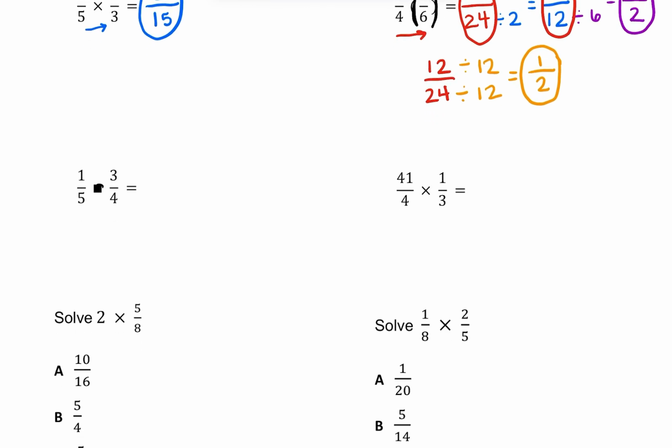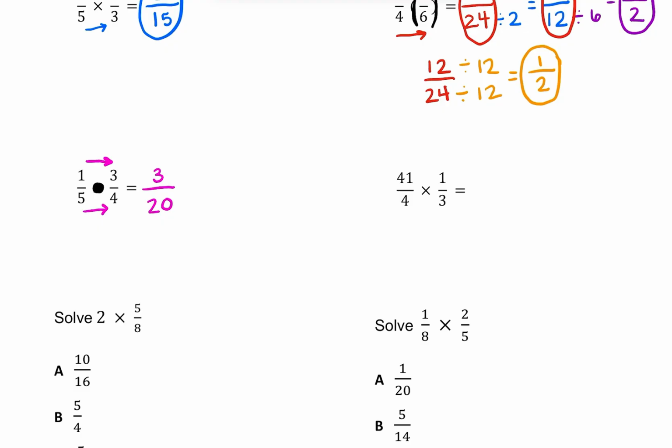Let's make this square look a little bit more like a circle, okay? So this is multiplication. So again, top times top, bottom times bottom. 1 times 3 is 3, and 5 times 4 is 20. And I can't count by 2s and get to 3. The only thing I can count to 3 by is 3. But if I count by 3s, I cannot get to 20.